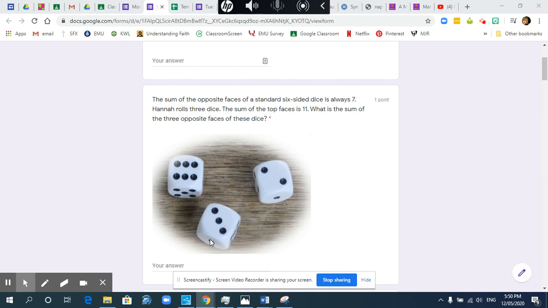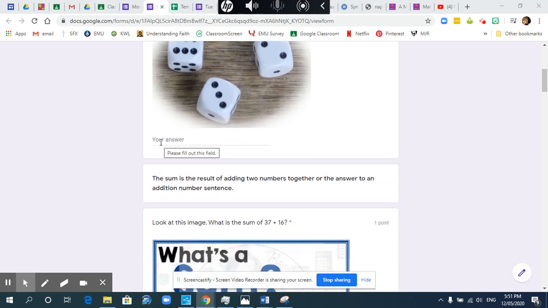This dice has a 3 at the top. Whatever number on the bottom of that adds up to 7. So 3 plus what equals 7? Hannah rolls 3 dice. The sum of the top faces is 11. 6 and 3, that's 9, 10, 11. What is the sum of the 3 opposite faces of these dice? So remember, it's the ones you can't see that are touching the table. You need to write your answer in here.